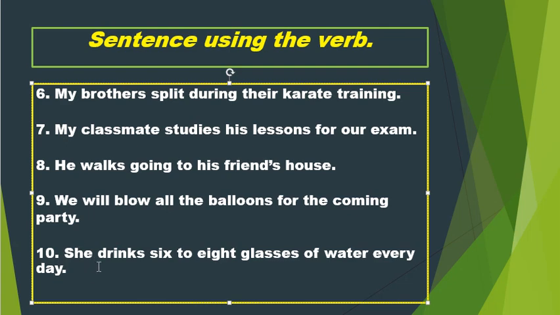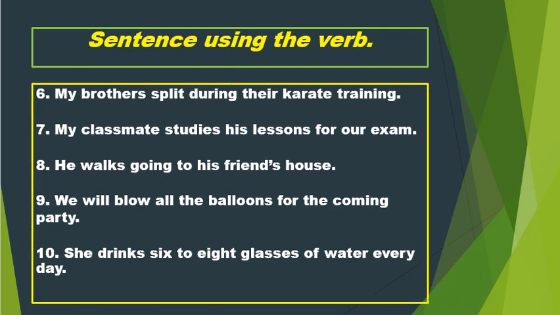Number 10. She drinks 6 to 8 glasses of water every day. So from the word she, of course, the verb here must have an S. She drinks 6 to 8 glasses of water every day. So every day, this is a habitual action. So every day she drinks 6 to 8 glasses of water.